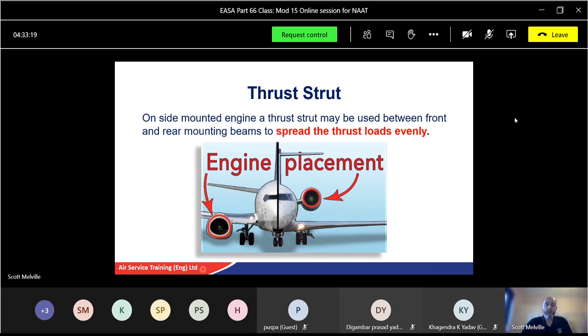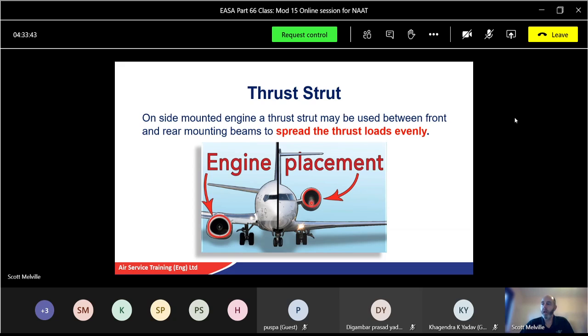A thrust strut. Now, a thrust strut again joins the engine, and side-mounted engine. A thrust strut may be used between. Now, this good one to highlight is between the front and rear mounting beams, and what it does is it spreads the thrust loads evenly. Okay, it doesn't support. It does sort of support, but to a degree, it spreads the thrust loads evenly. So that would be a typical side-mounted engine.